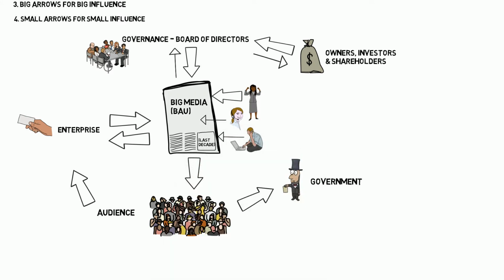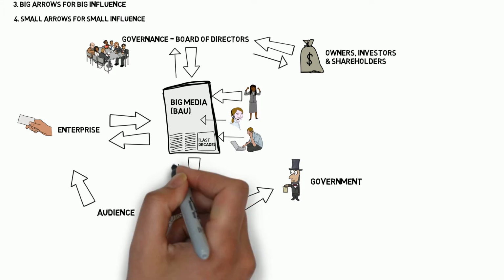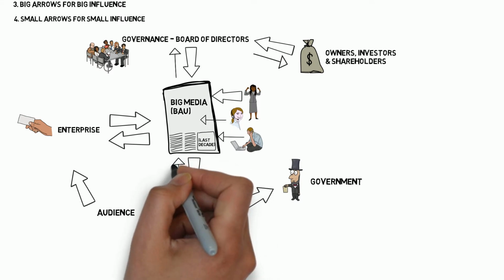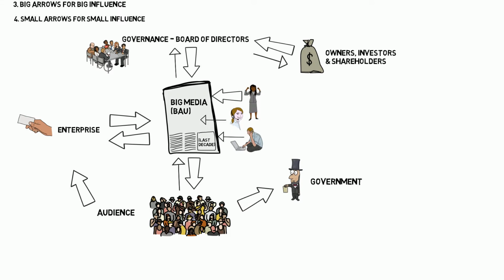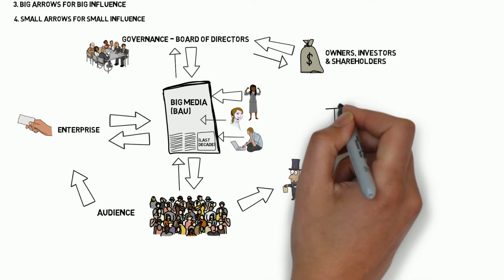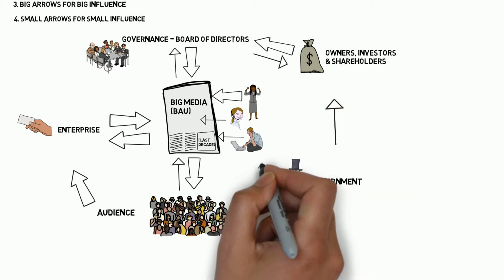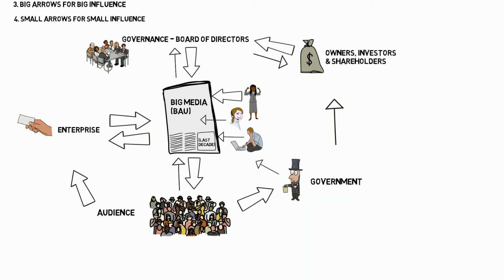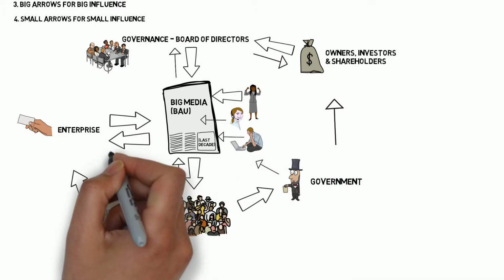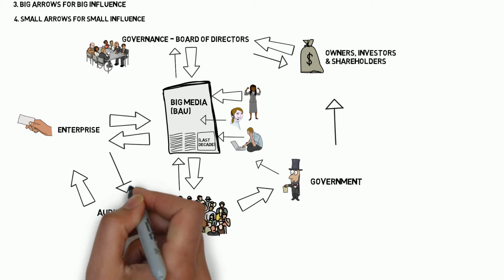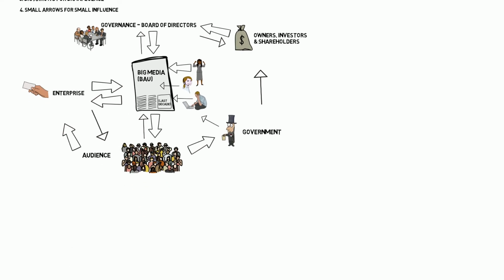The audience has an influence on the media company as well, because if the audience doesn't like what the media is writing, they may not read or listen or view what the media has put out. The government has an influence on the external investors and shareholders to a degree by the laws that they set. And enterprise have an influence on the audience itself by the products and services that they provide their audiences.